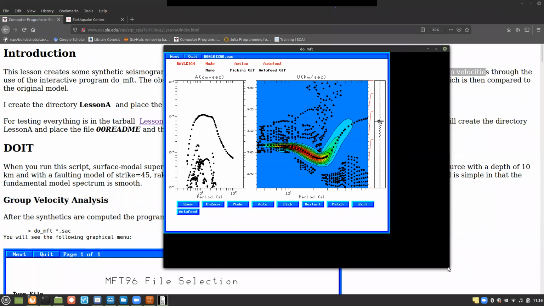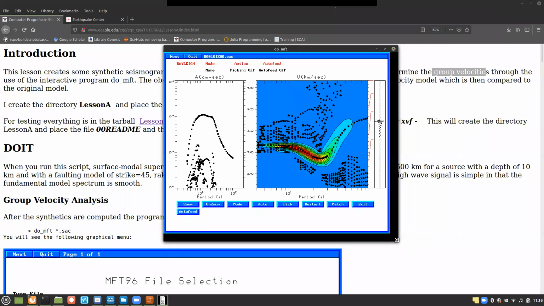I think, how did I stand it before? Okay, so it brings you to this screen, and then this part will be the amplitude. Okay, this is then the dispersion curve. So this is the period against the velocities. So remember, these are Rayleigh wave velocities.